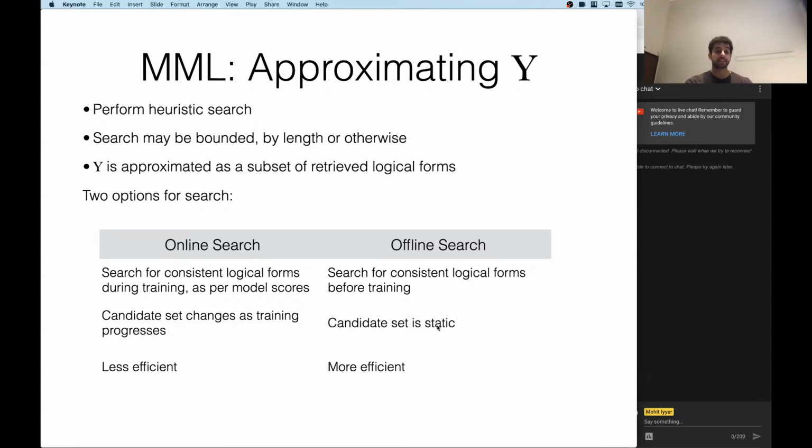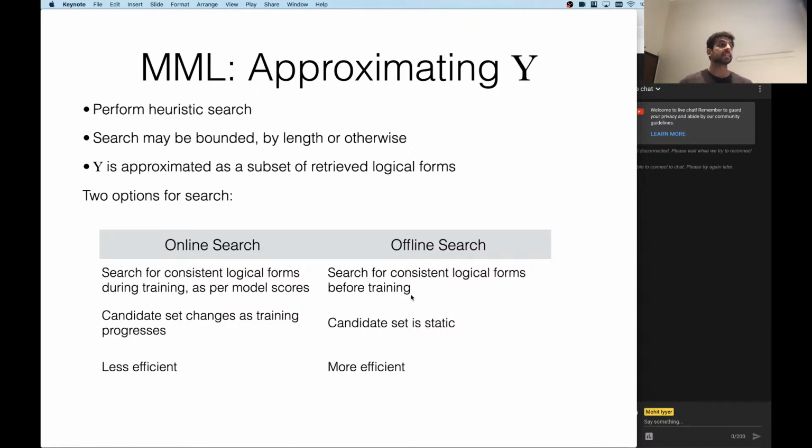In offline search, you do some sort of search process before training your model. So this means maybe you have some very hacky search method that does like some sort of string matching maybe on the logical forms, or some other method.